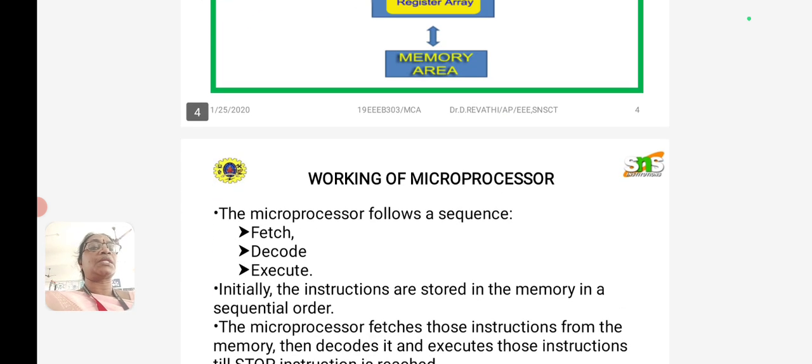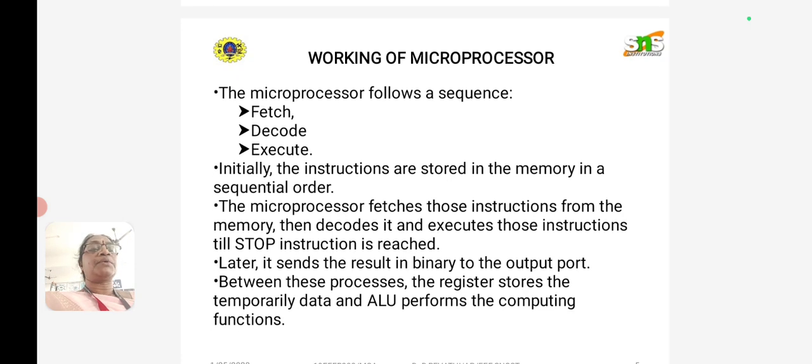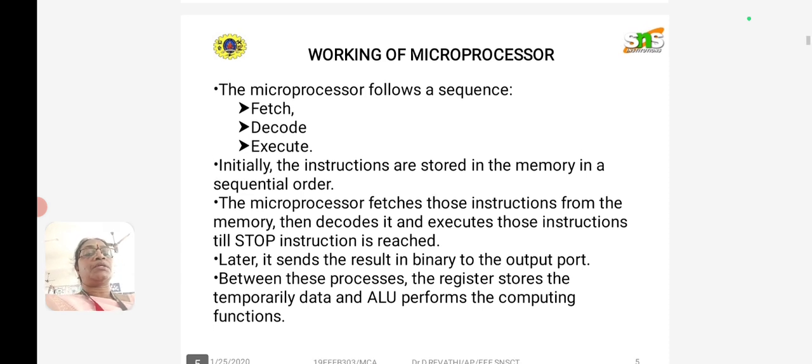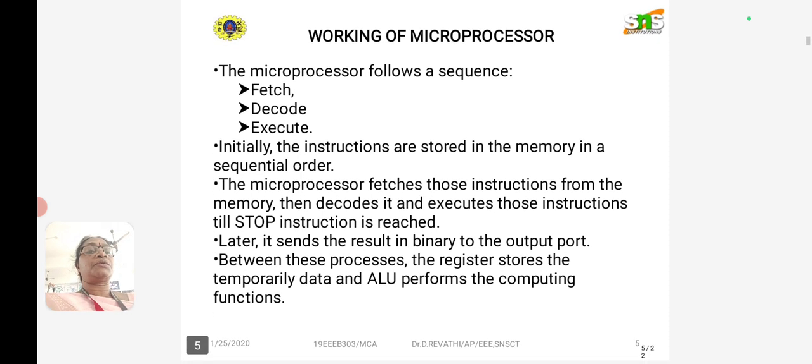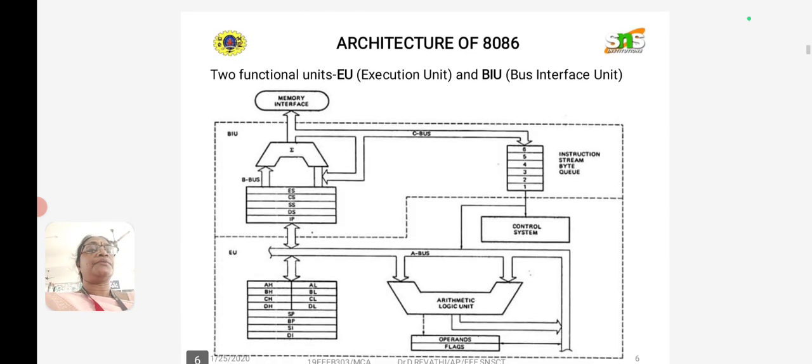We discussed in the last class the working of the microprocessor. We know that first it fetches the instruction, decodes the instruction, and then executes. I think in the last class I discussed this with you with an example. So today's class we are going to see the architecture of 8086.